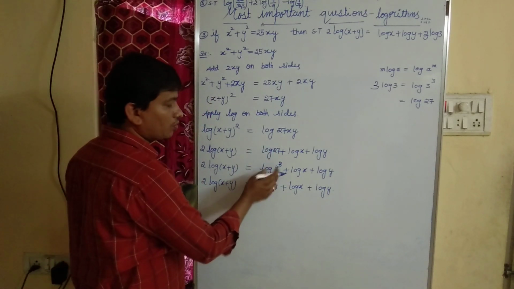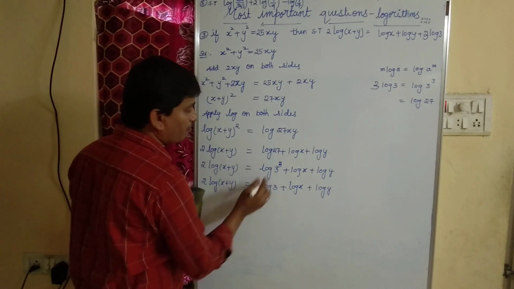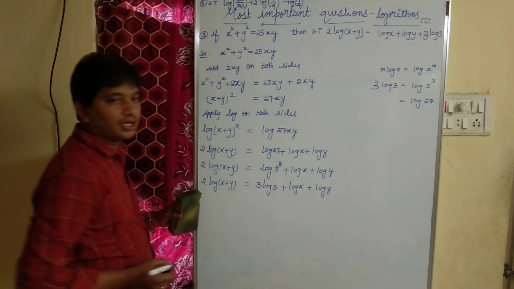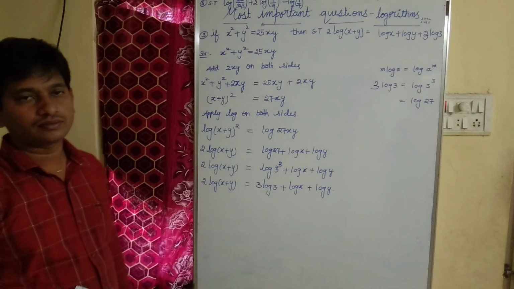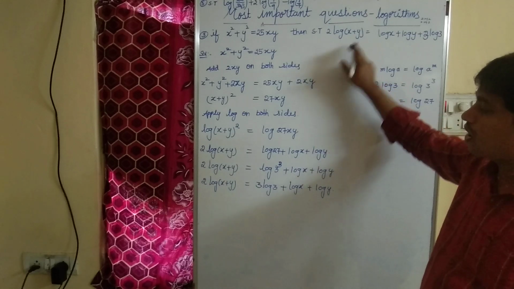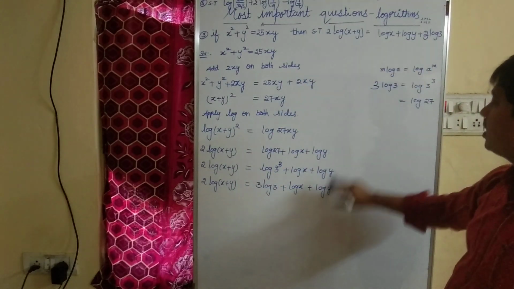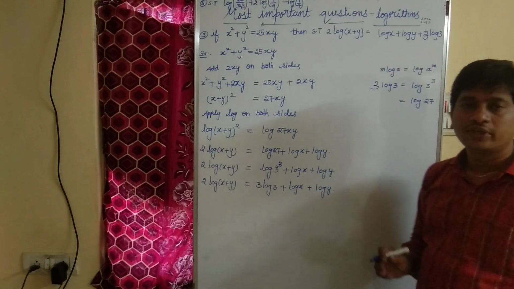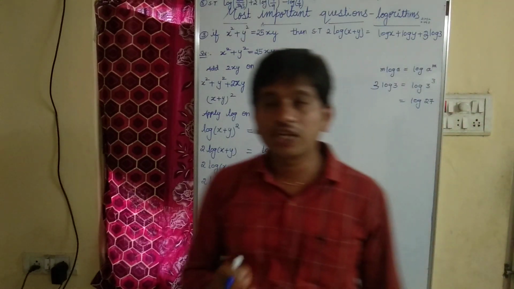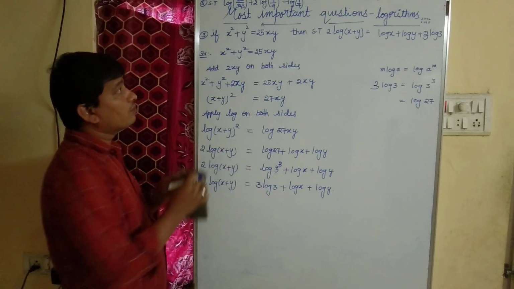Again 3 cube I can write as 3 log 3, because it is in the form of log a power m, I can write as m log a, that is 3 log 3. See, again we got the same answer: 2 into log of (x plus y) equal to log x plus log y plus 3 log 3, if it is given x square plus y square equal to 25xy. They may ask one more question like this.